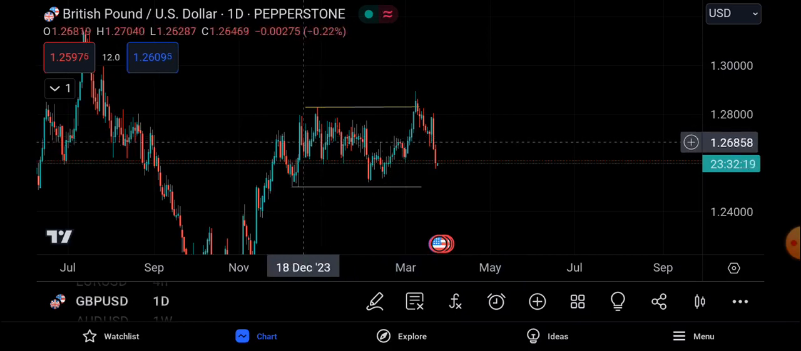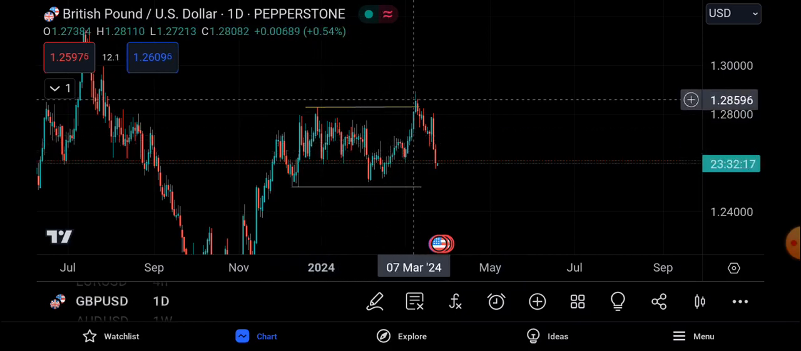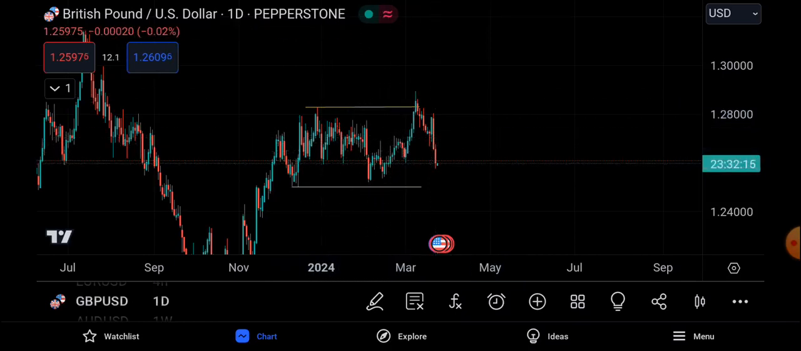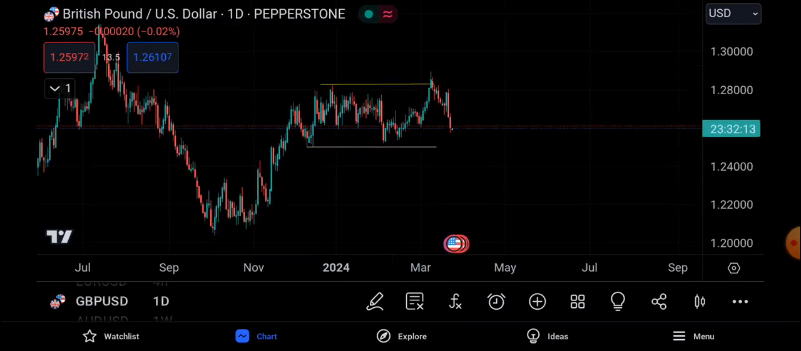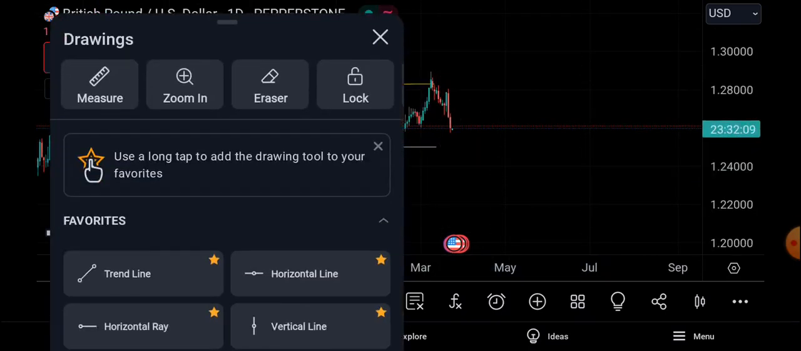So I would say this is the accumulation phase, this is the manipulation phase, and this should be the distribution phase. Where could we potentially be going? Down here, I see a fair value gap down.